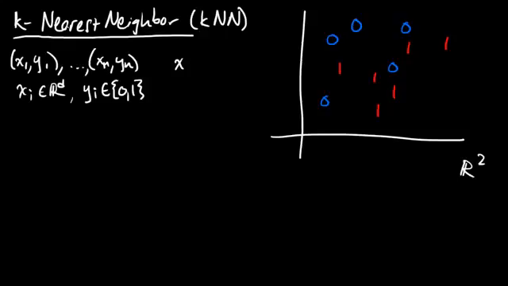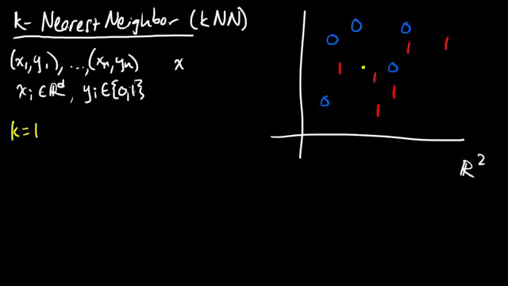Now, each of these is a point in R2. Each of these points is an x, and the label is the corresponding y for that point. Now we're given a new point, let's say maybe this point here. This is our new x, and we have to classify it. Well, let's take first the case of k equals 1.